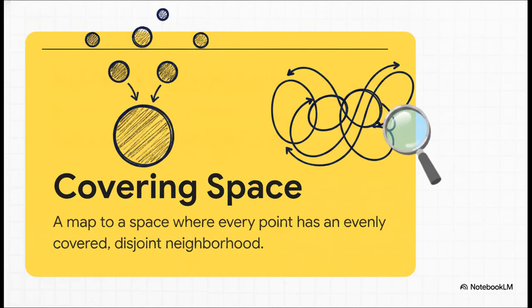Formally, a covering space is a map from a space X tilde down to X, where every point has an evenly covered disjoint neighborhood. Now sure, you could technically invent a dumb covering space made of just a bunch of disjoint floating circles mapping down to one single circle. But to get the good stuff, the mathematical insight we really crave, we care deeply about the path-connected covering spaces.